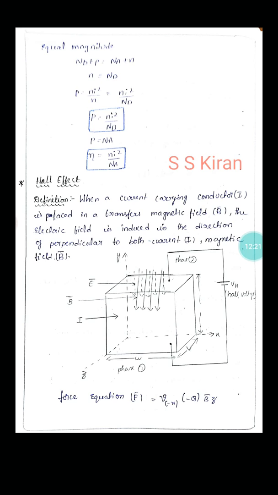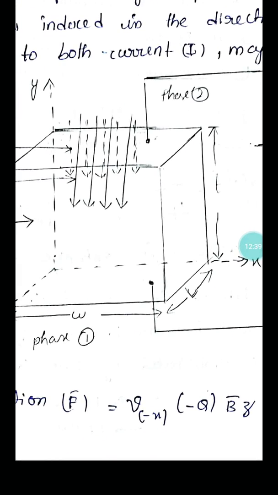So here there are two fields acting: one is the electric field and another one is the magnetic field. These two are perpendicular to the current, right? Now we will start with the magnetic field or electric, anything, nothing to worry. So the force equation: F is equal to BQV.